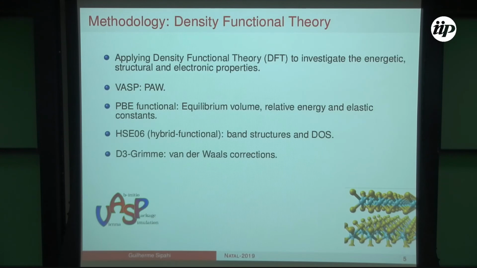We used DFT through VASP. We used the PBE functional to find the equilibrium volume, relative energy, and lattice constants. But to get the DOS and band structure, we used a much more accurate, and much more expensive, hybrid functional, HSE06, which gives gap numbers that are almost acceptable. We also used van der Waals corrections, because these are van der Waals materials.